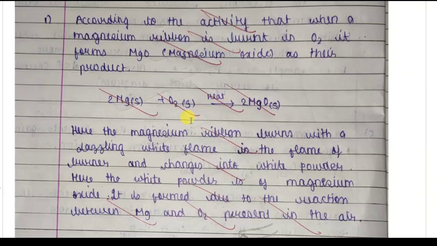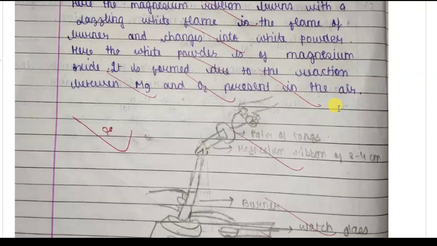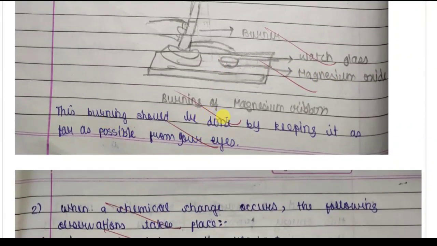It gives heat. Here the magnesium ribbon burns with a dazzling white flame from the burner and changes into a white powder. The white powder is magnesium oxide. It is formed due to the reaction between Mg and O2 present in the air. This is the figure with a pair of tongs, magnesium ribbon, burner, watch glass and magnesium oxide. This burning should be done keeping it as far as possible from your eyes.